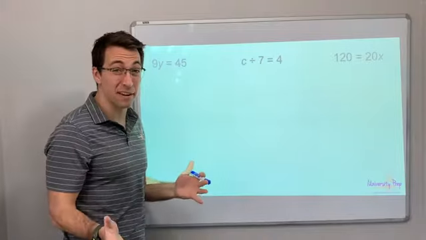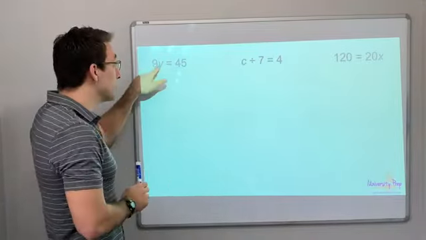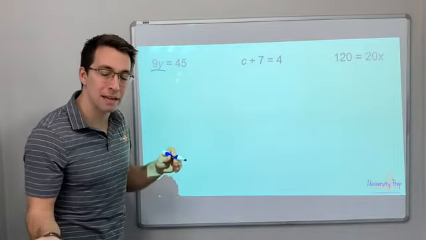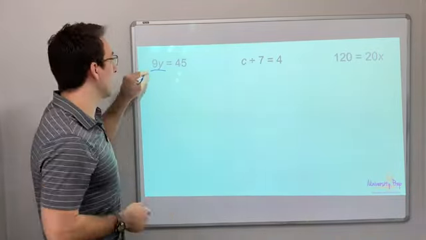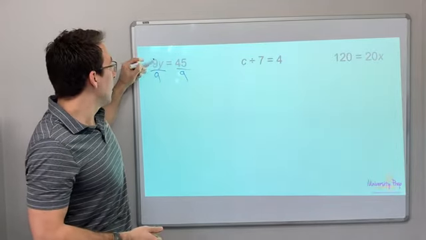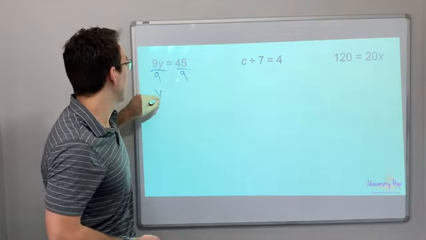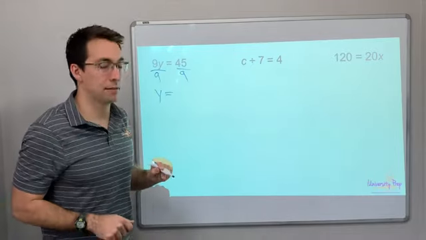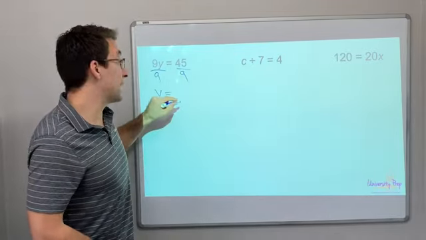How do we isolate the variable? 9 is attached to y, and that's multiplication, so we have to divide. What is 9 divided by 9? 9 divided by 9 is 1. What we do to one side, we have to do to the other side. We have to divide it by 9. So 9 times y divided by 9 is just y. y equals 45 divided by 9. 45 divided by 9 is 5.